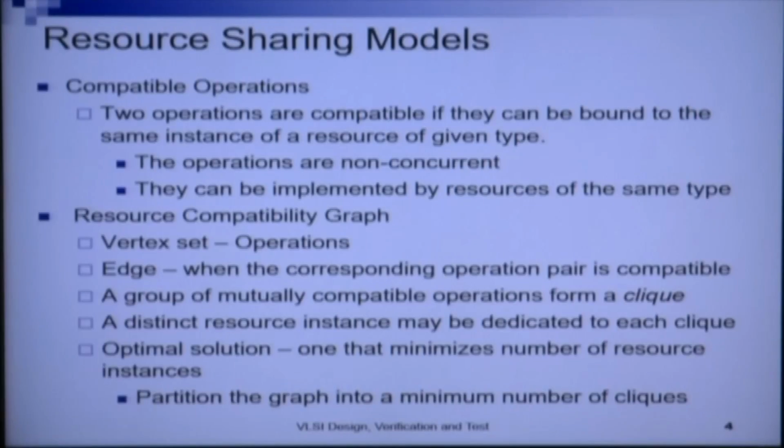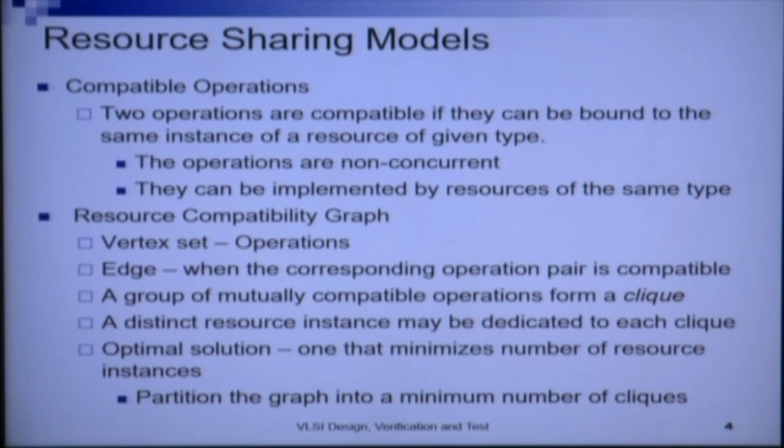Before taking a look at allocation and binding algorithms, we will first take a look at different resource sharing models. We will look at a few definitions. First, we will understand what are compatible operations. Two operations are compatible if they can be bound to the same instance of a resource of given type. That means, when do two operations become compatible? When the same functional unit can be used to execute both these operations.